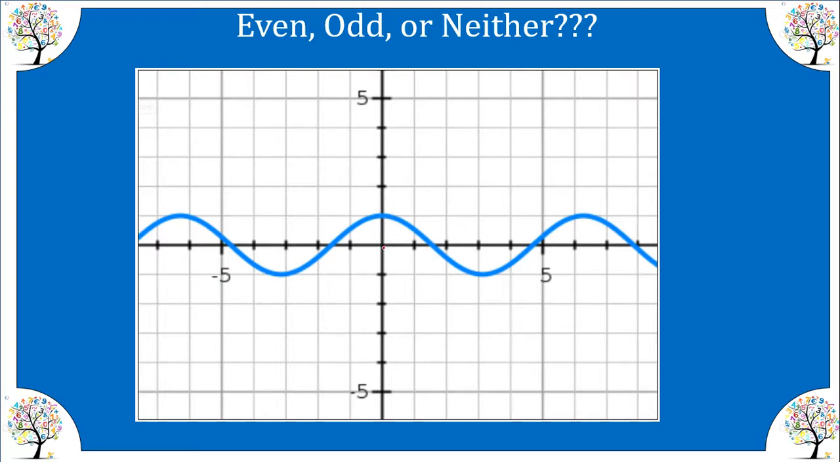Here, this is not going through the origin, so we're not even going to test to see if it's odd. To see if it's even, let's just pick a point. Let's just pick this point and see if it mirrors this point. So this time when x is 3, the output is -1. So when x is -3, we should also get out -1, and we do. So this is even. Our outputs are the same.